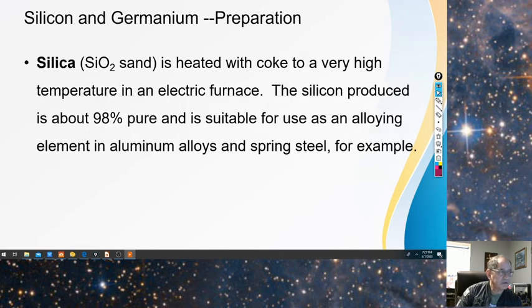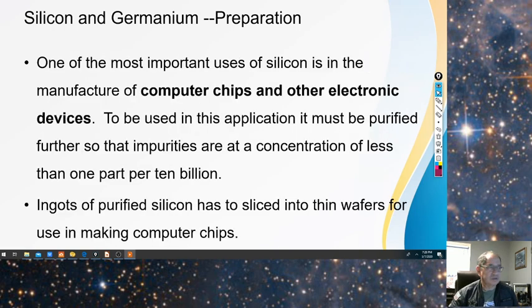No, don't worry about that. Let's see, wait a minute. Okay, so know this process about making silicon or silica. How is silica processed? Heated with coke, and then we produce, by doing this, a 98% pure silicon, which can be used for quite a bit of things. An alloying element. Know the uses. So know this whole line about silica becoming silicon.